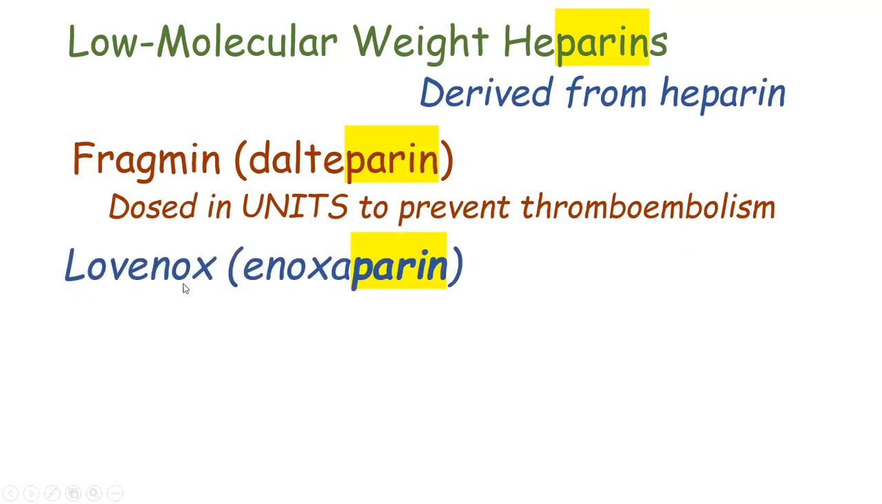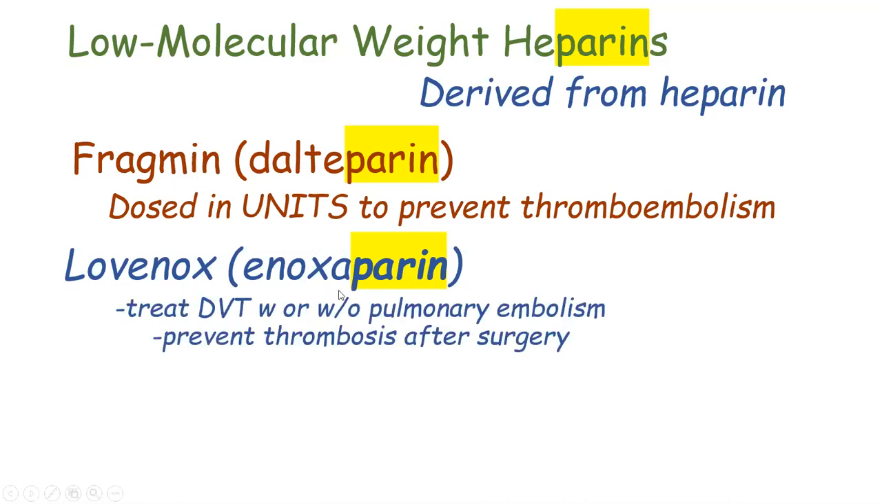Lovenox, this is the one you'll probably see the most often if you work in a community pharmacy, and you'll certainly see it in a hospital, and it's enoxaparin. It comes in preloaded syringes. Usually people give themselves an injection 3 times a week, like Monday, Wednesday, Friday. It's used to treat deep vein thrombosis with or without a pulmonary embolism. It's always used after a surgery.